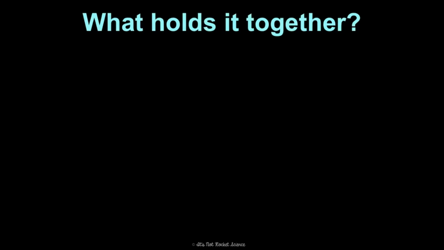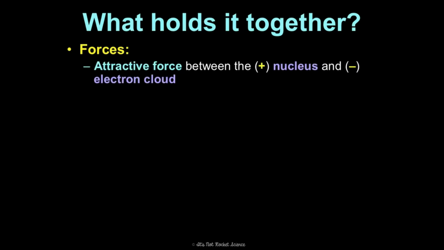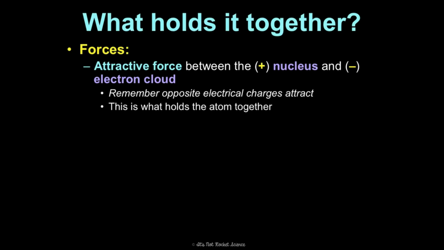All right, last but not least, I want to talk about what is holding the atom together. It's held together by forces. There are three forces that hold it together. First, there's an attractive force between the positive nucleus and the negative electron cloud. Why does this make sense? Well, we've learned in prior units that opposite electrical charges attract. So that makes sense that those would be attracted to each other. This is what's really holding the atom together, this attractive force.